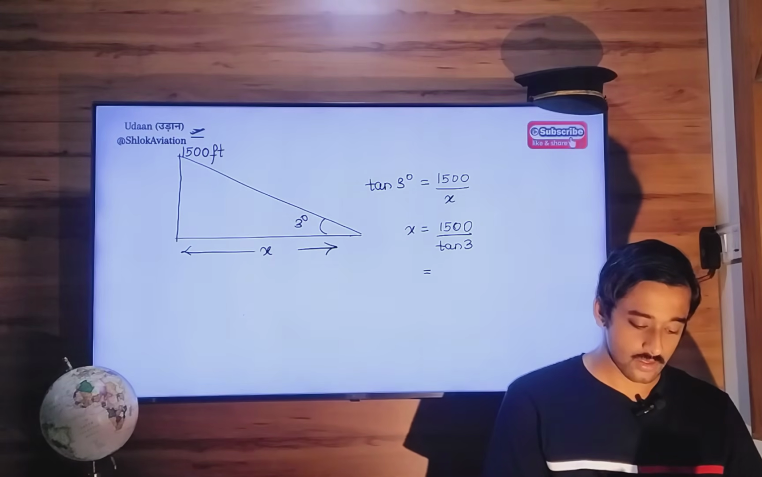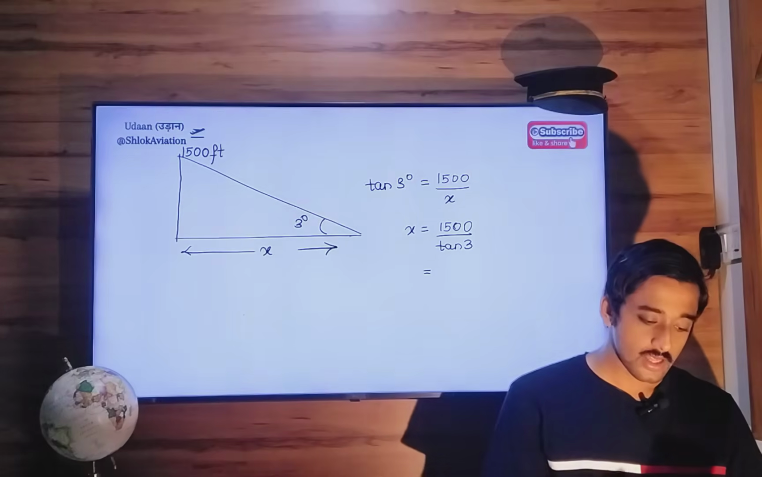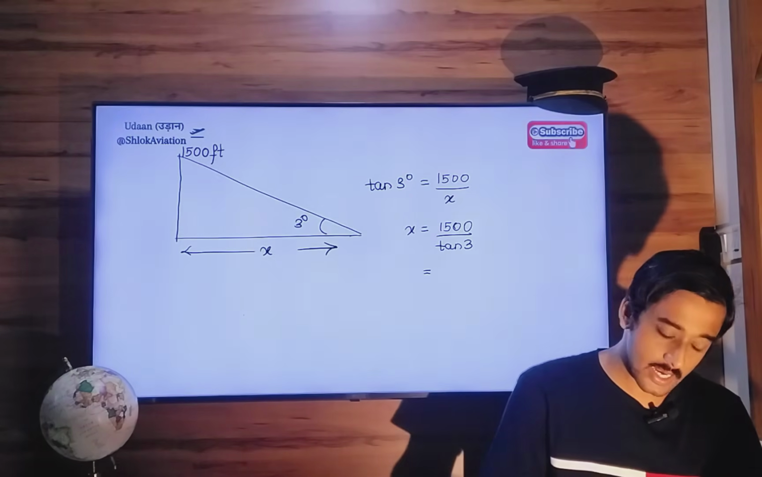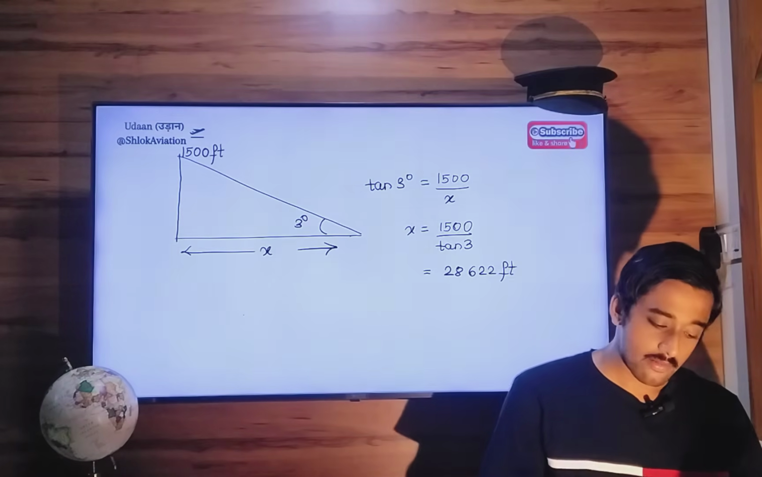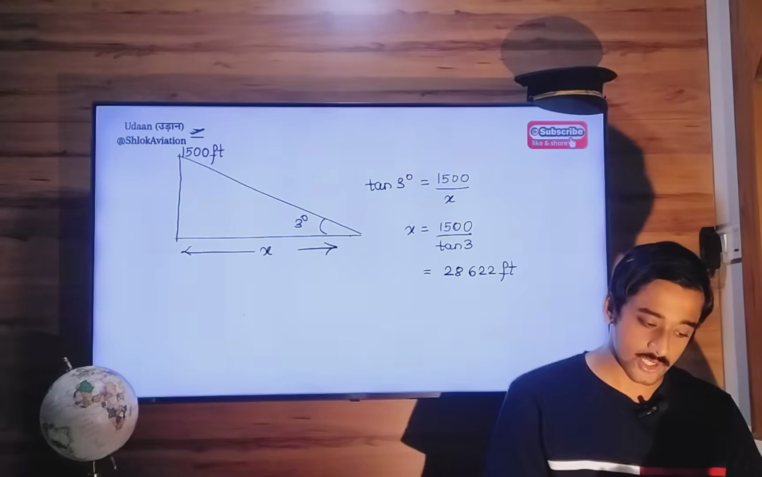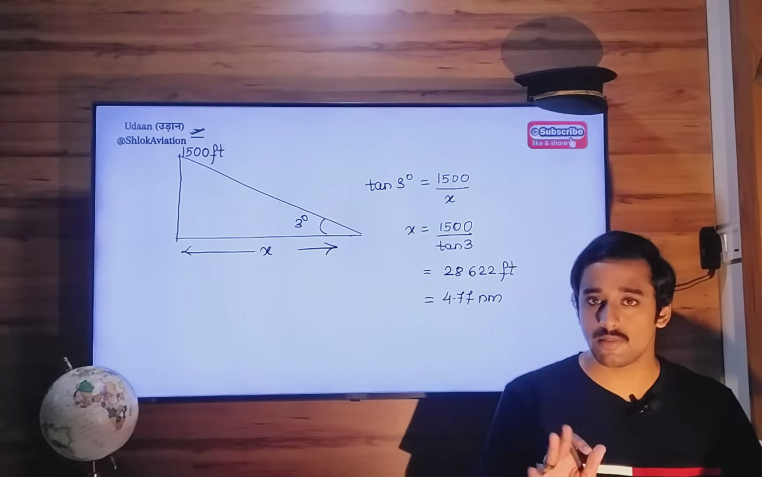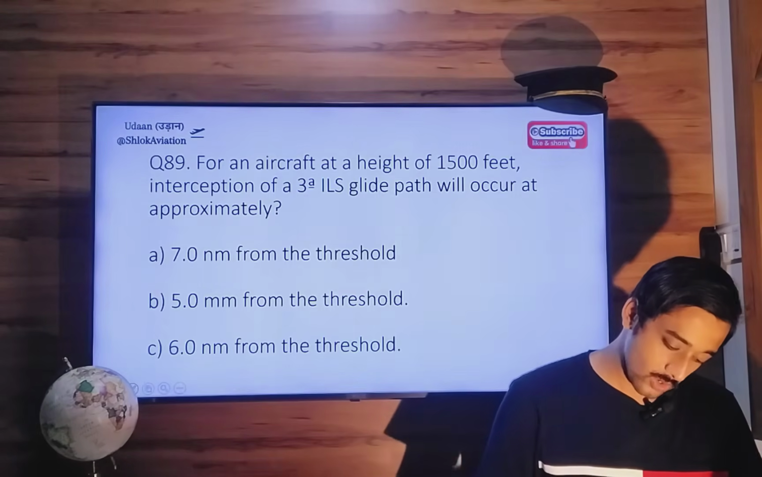So that is equal to 28,622 feet. In nautical miles, divided by 6,000, it is equal to 4.77 nautical miles, approximately 5. So option Bravo.